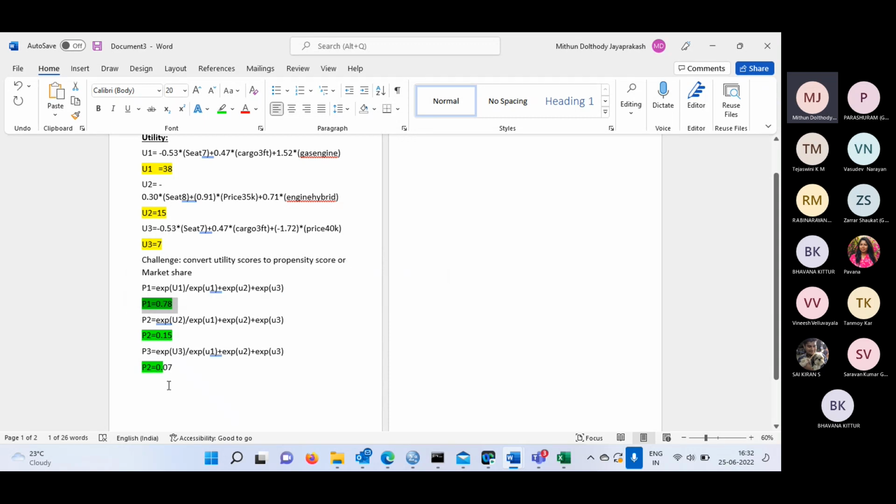So you can see here, basically, we have converted this into a number between 0 and 1, and the summation of Pi, when you add up the probabilities, should always be 1. So no matter how many utilities you have computed, you may have 10 different scenarios. Compute the utility score, which is nothing but the satisfaction level. Once you take that satisfaction level, pass it through this exponential function, divided by the sum of the exponential of each of the utilities, you'll get the propensity score. That propensity score is what we call market share. So this is how you can get the market share for each set of attributes.